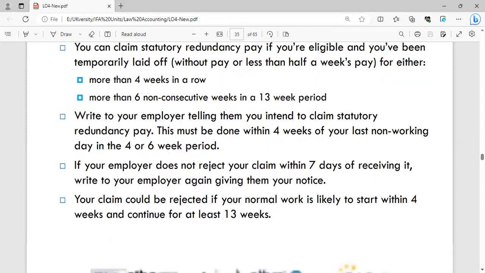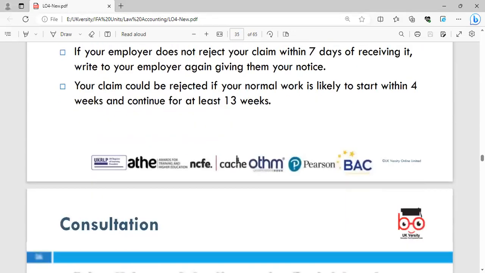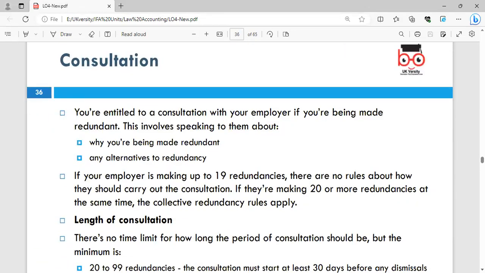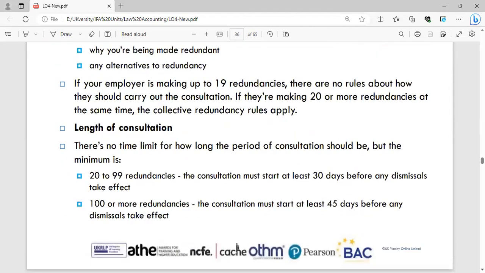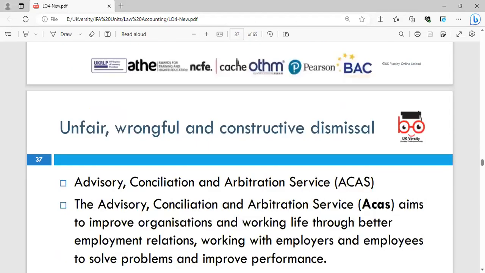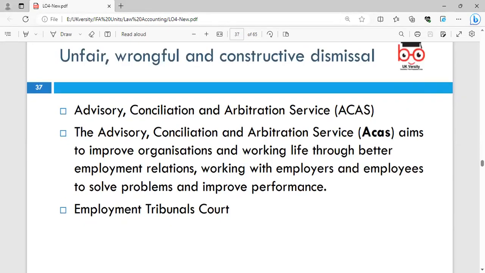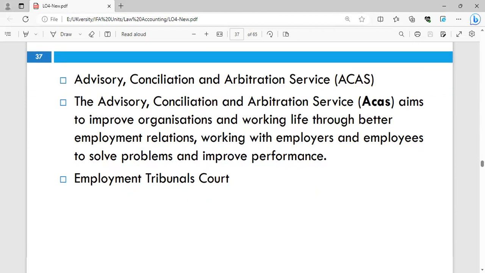Technically, if you're on flexible working hours, you're entitled to consultation with your employer when being made redundant. Yes, you have to give the training. You're given notice, and you get the redundancy pay or guarantee pay. If you want to look at the codes, these are given by ACAS, an organization that gives the code and conducts it.